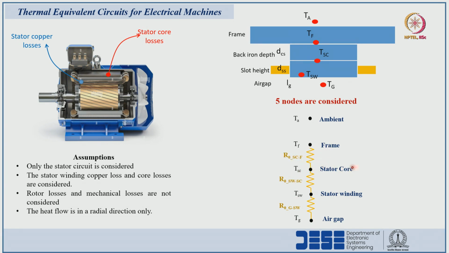Then the thermal resistance from stator core to frame, and from frame to ambient. Here I am representing thermal resistance with respect to the different temperatures of the various nodes. Depending upon the temperature difference, heat will flow from the node having the higher temperature to the node having the lower temperature.